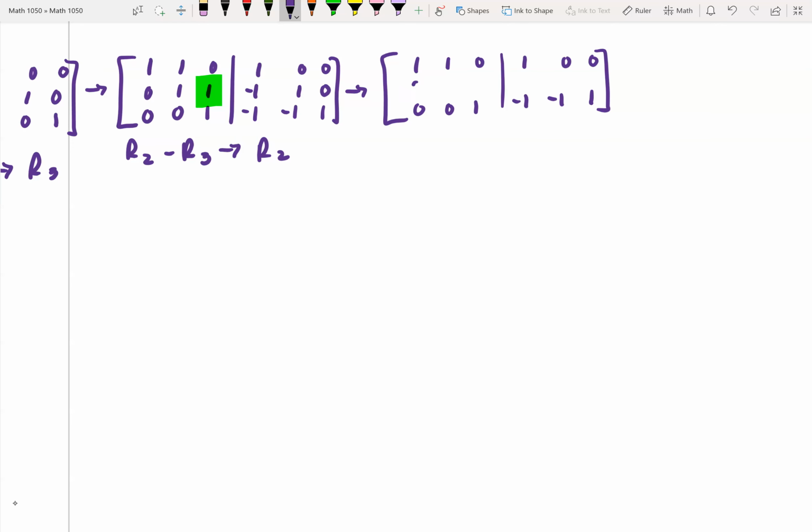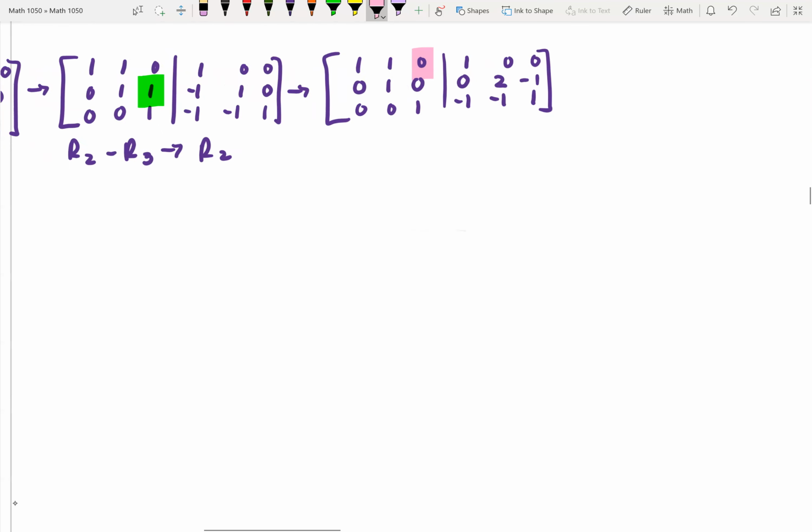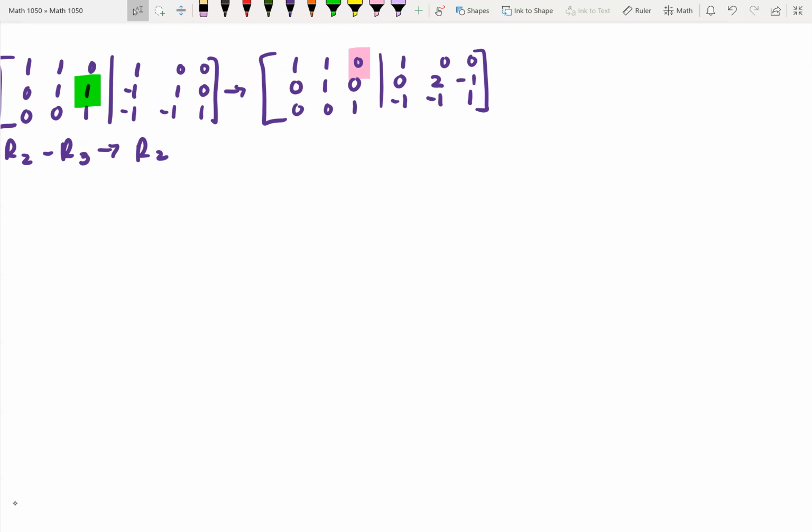0 minus 0, 0. 1 minus 0, 1. 1 minus 1, 0. Negative 1 minus a negative 1. That's a negative 1 plus 1, which is a 0. 1 minus a negative 1. That's 1 plus 1, which is 2. 0 minus 1, negative 1. The next thing I need is a 0 here, but I've already got that. So then the last thing I need is a 0 right there, the yellow.